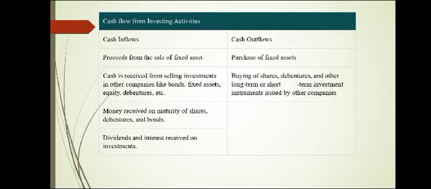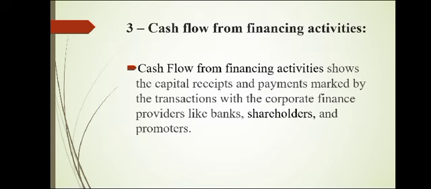Then let's go to the cash inflows and outflows of investing activities. Cash inflows: proceeds from the sale of fixed assets. Cash received from selling investments in other companies like bonds, equity, debentures, etc. Money received on maturity of shares, debentures and bonds. Dividends and interest received on investments. And the cash outflows are purchase of fixed assets, buying of shares, debentures and other long-term or short-term investment instruments issued by other companies.